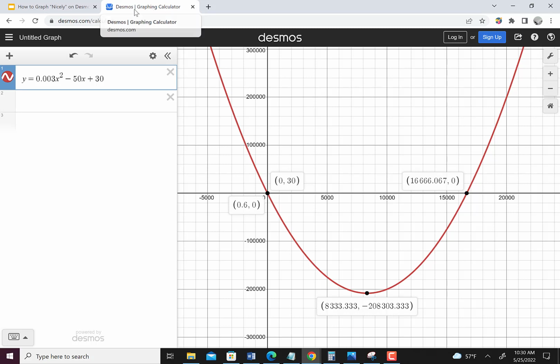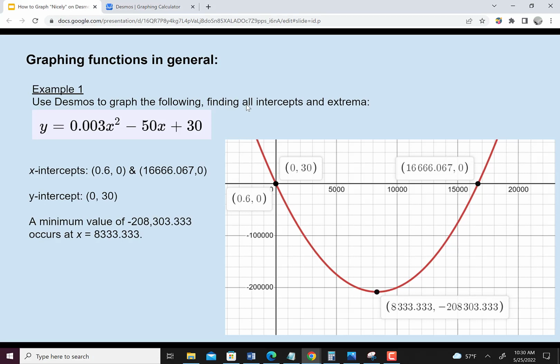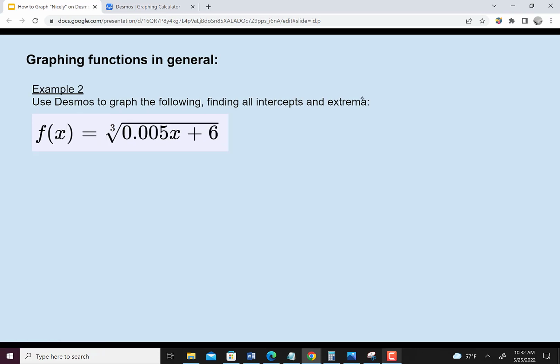So let's go back to our slide. Here's what we found. The question was about finding all intercepts and extrema, and that's what we did. All that information is on the graph. We got it from Desmos. We have our x-intercepts, we have our y-intercept, there's only one. We know the minimum value is negative 208,303, of course, and it happens when x is about 8,333. And that's example one. Let's do another example.